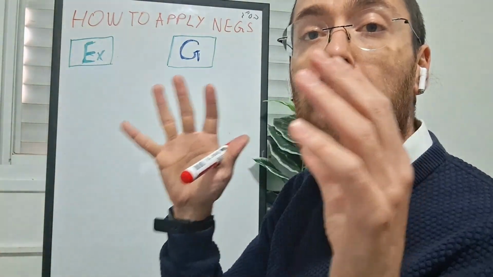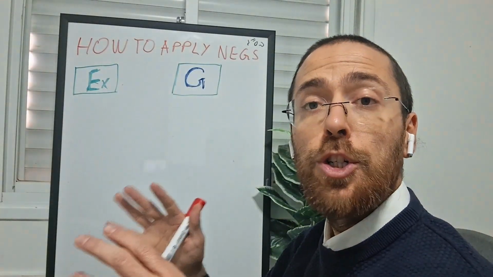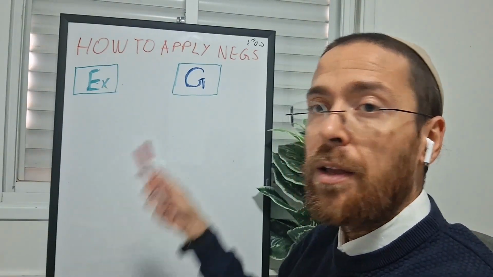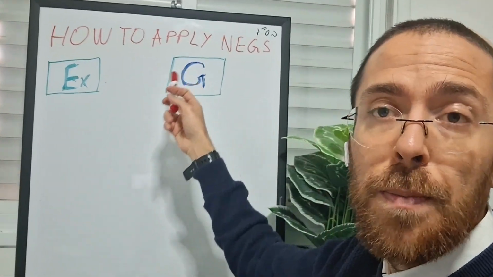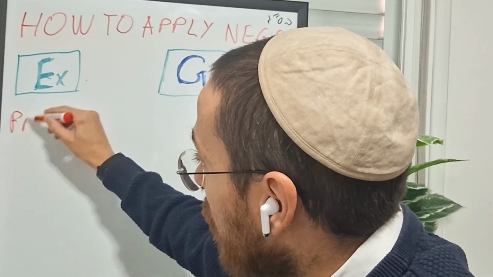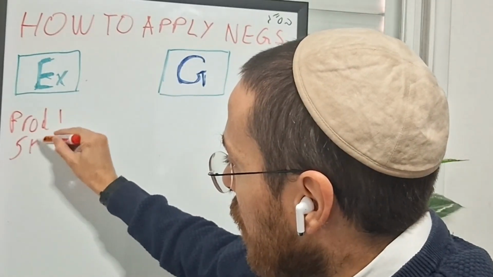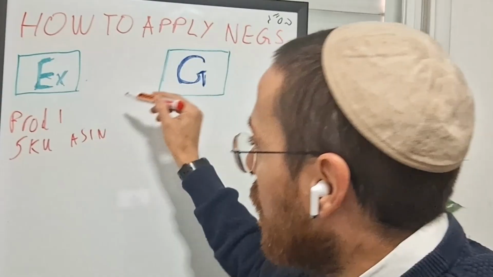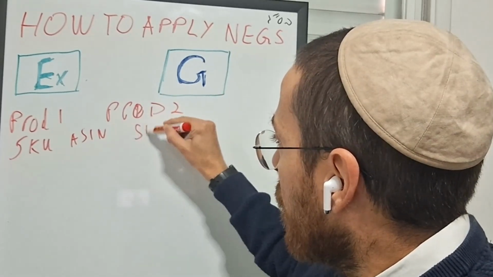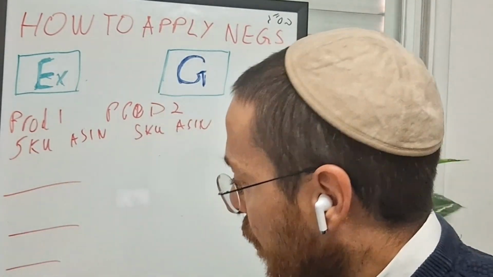Okay, now we need to talk about how to apply negative keywords to your ad campaigns. What I want to encourage you to do is to make a negative library or even a keyword library, either in Excel or in Google Sheets. And what you're going to do over there is write your list of products. So product 1, with the SKU and the ASIN, and product 2 with your SKU and ASIN, etc.